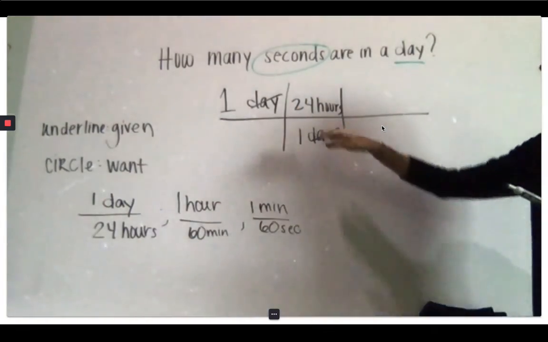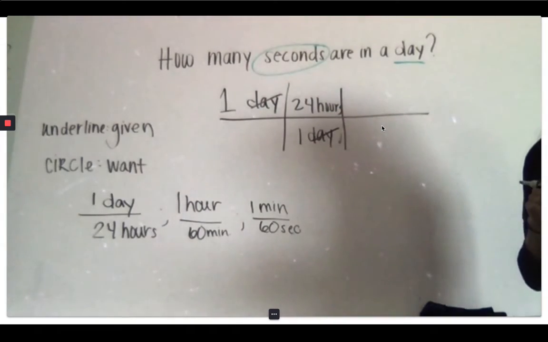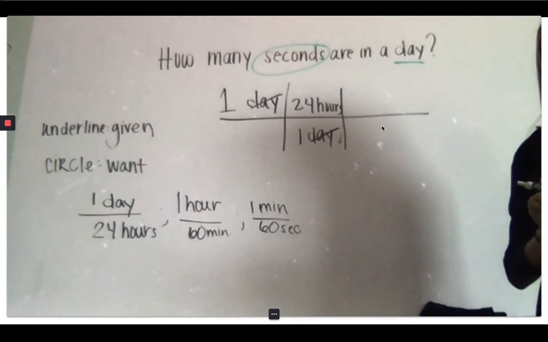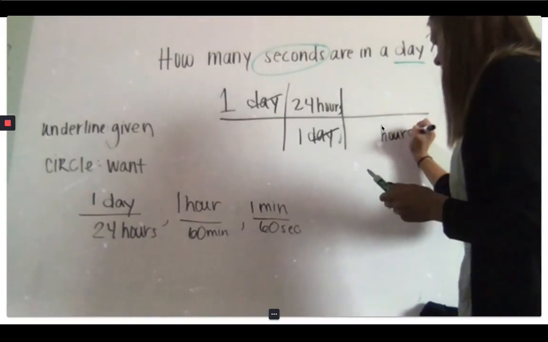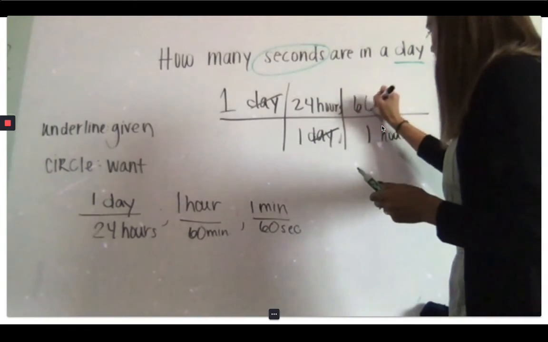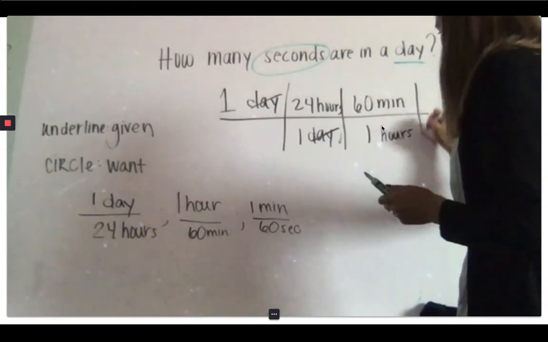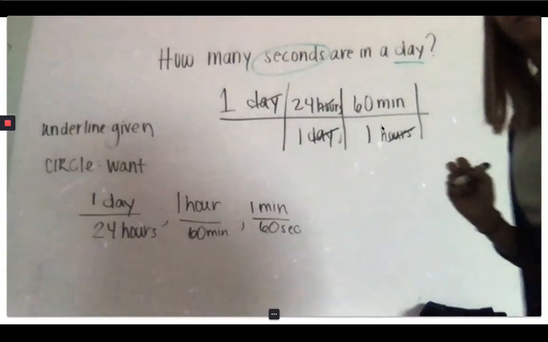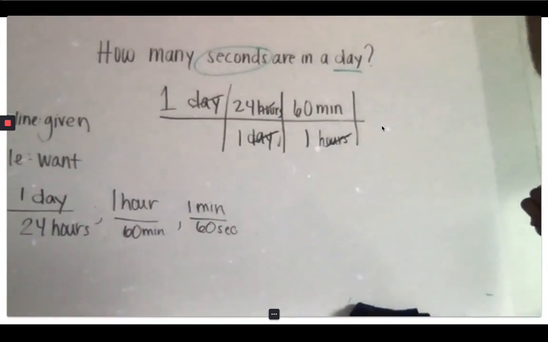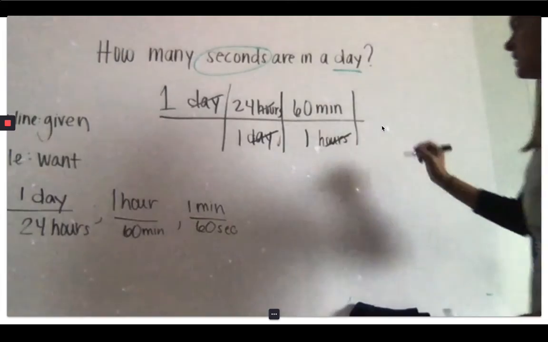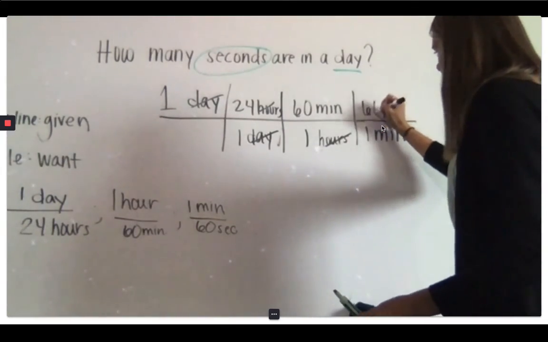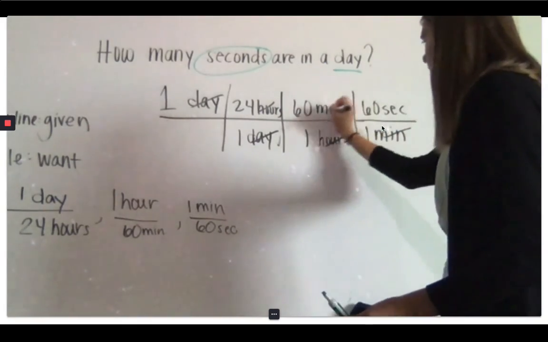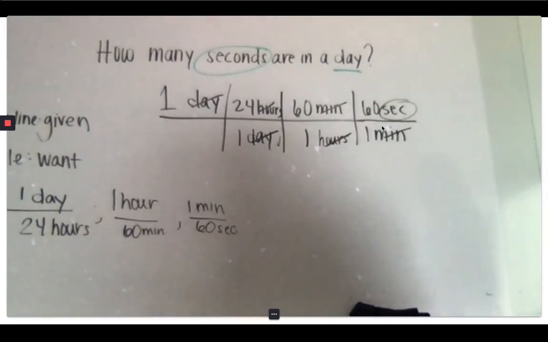Notice how I'm writing my units every time. That's going to be super important, so make sure you start that habit now. So now I'm at hours. I have hours on top, so I need hours at the bottom, and I have 1 hour is equal to 60 minutes. Again, cancel out my hours. I know that 1 minute is 60 seconds. I can cancel out my minute, and notice I'm left with my seconds. I'm left with seconds, so that's what I want.